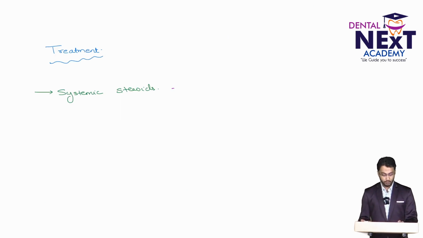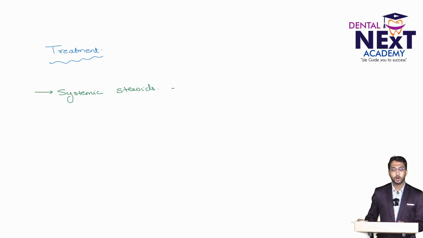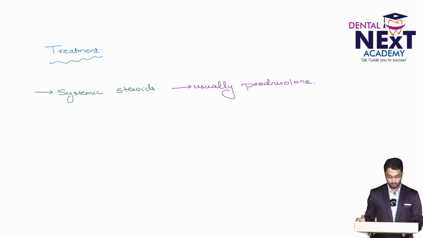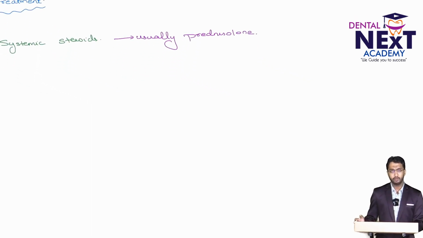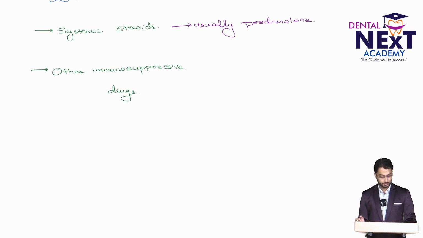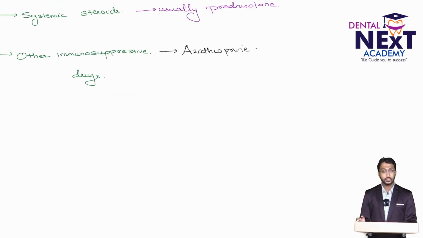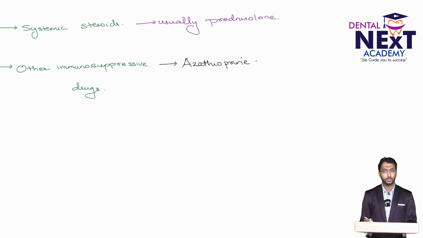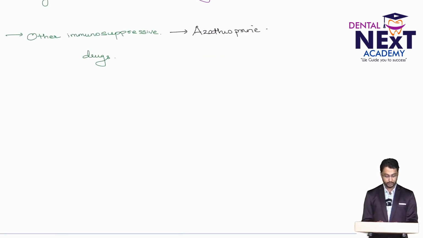Now, finally, when we come to the treatment part, it is systemic steroids. Why? It's an autoimmune disease. You have to reduce the inflammation. There are antibodies directed, so you use systemic steroids, usually prednisolone. We'll come to steroids in pharmacology. We can also use other immunosuppressive drugs, more commonly azathioprine. For all the autoimmune diseases, the treatment is this only: prednisone, systemic steroids or local steroids, and azathioprine or other immunosuppressive drugs.